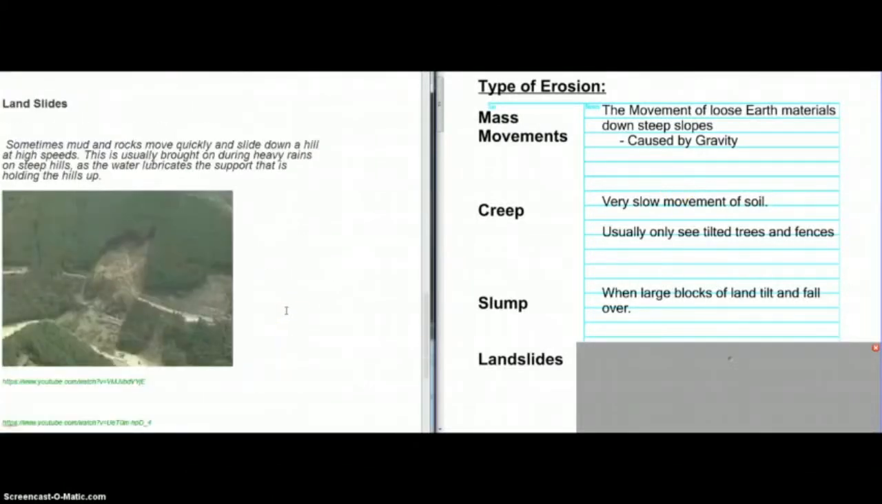Now the most famous type of mass movement erosion is called landslides. Landslides kill people. There have been lots of examples of landslides covering villages or housing developments in Colorado not too long ago. Sometimes mud and rocks move quickly and slide down a hill at high speeds. This is usually brought on during heavy rains on steep hills as the water lubricates the support that is holding the hill up. As it rains, slowly the water gets down into the rock and turns the rock and soil into mud, and that mud is slippery.